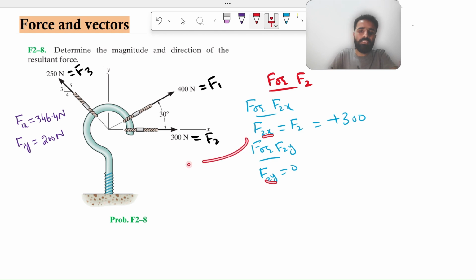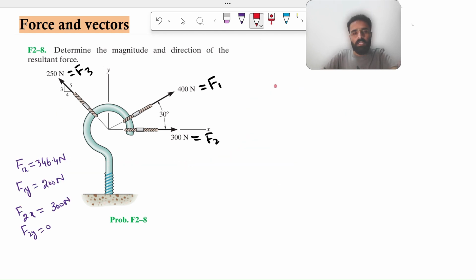I will be writing these forces here. Now for F3, I will be finding its x and y component. Here we have this similar triangle technique. I will be resolving the x and y component of the resultant force. The x component will be acting on this side, so this will be the F3x, and the y component will be acting on this side, so this will be the F3y.